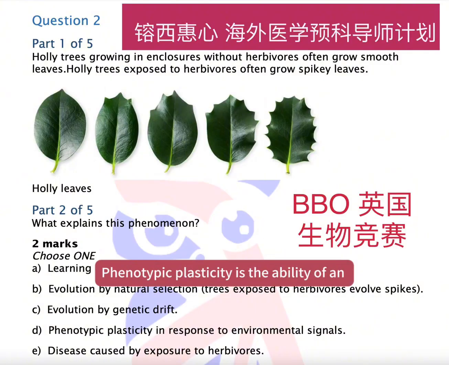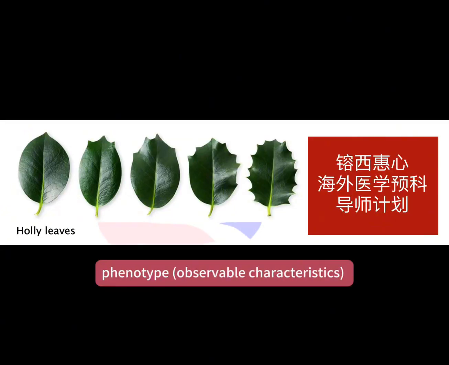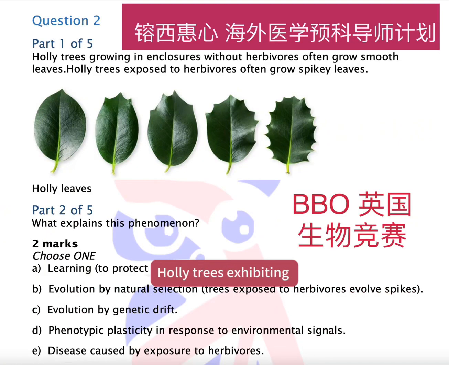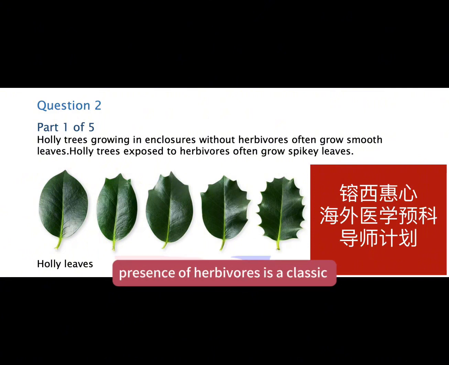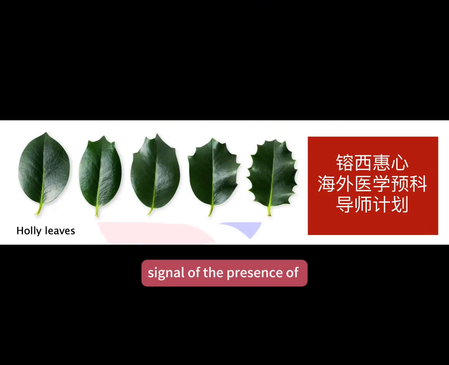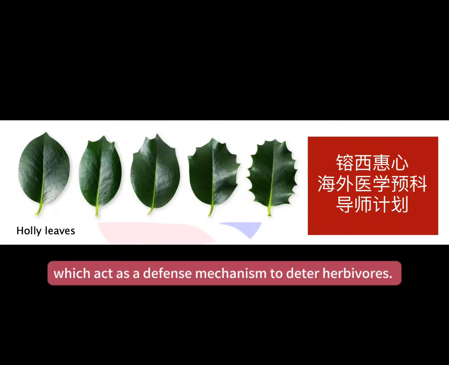D. Phenotypic plasticity in response to environmental signals. Phenotypic plasticity is the ability of an organism to change its phenotype, its observable characteristics, in response to changes in the environment. Holly trees exhibiting smooth leaves in the absence of herbivores and spiky leaves in the presence of herbivores is a classic example of phenotypic plasticity. The trees are responding to the environmental signal of the presence of herbivores by producing spiky leaves, which act as a defense mechanism to deter herbivores.